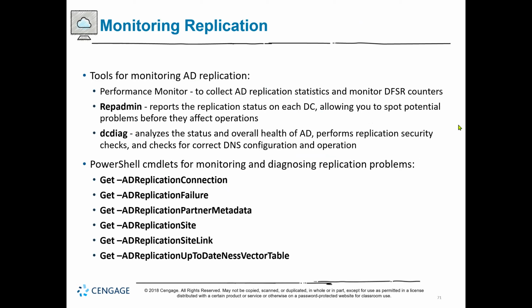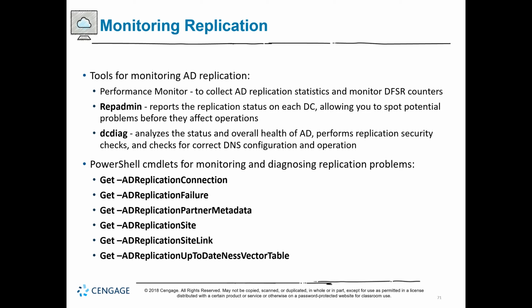Monitoring replication. There are some tools for monitoring this. You have Performance Monitor to collect Active Directory replication statistics and monitor DFSR counters. The next one is Repadmin, which reports the replication status of each DC, allowing you to spot potential problems. And then DCDiag, which is diagnose, analyzes the status and overall health of Active Directory, performs replication security checks, and checks for correct DNS configuration and operations.